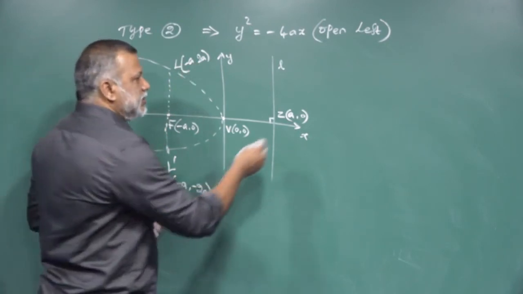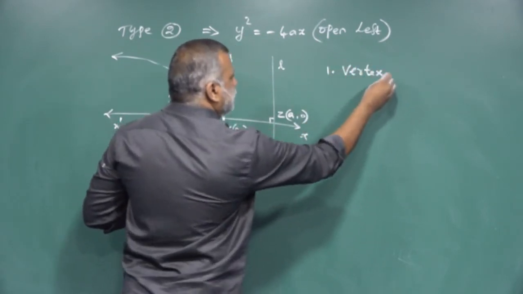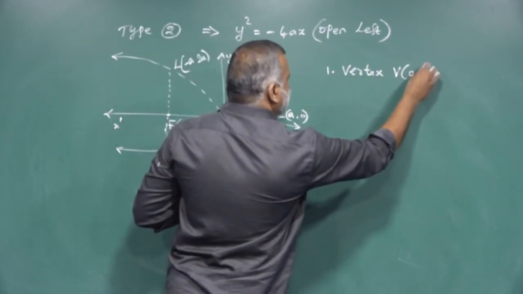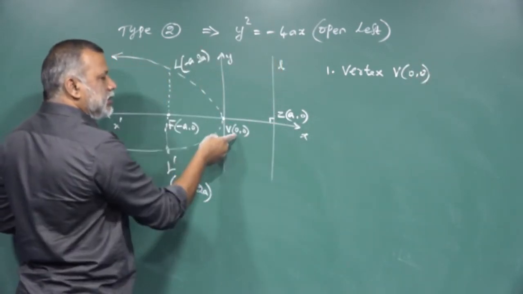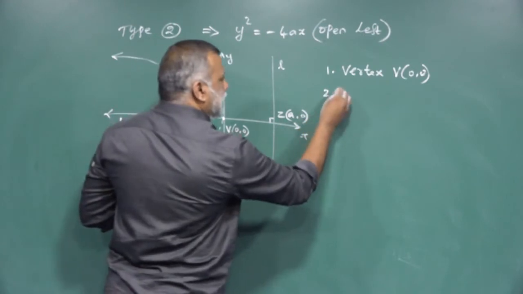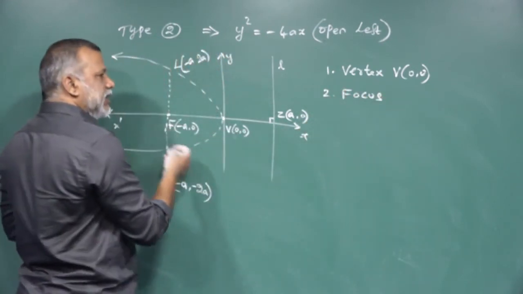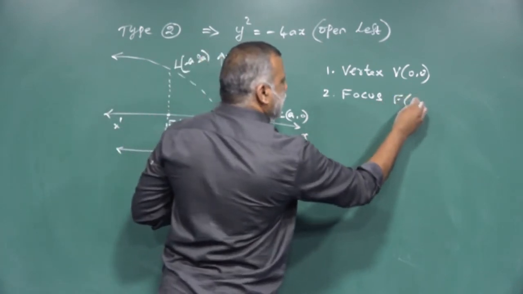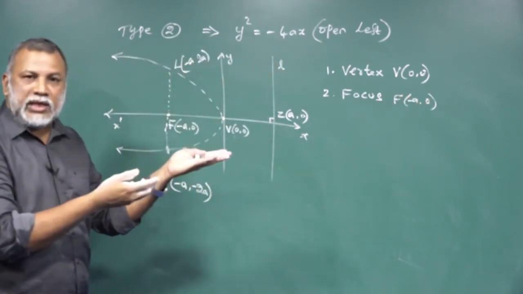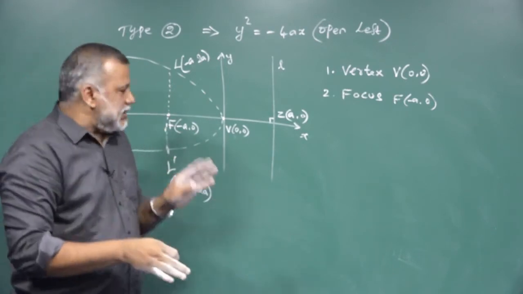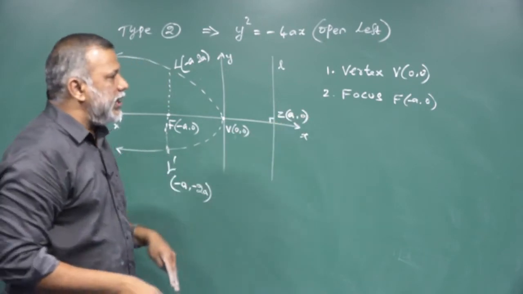With the help of this, what is the first result? Vertex. See, vertex V is 0 comma 0. This is the point of intersection of the axis and the parabola. So vertex. Number 2 result is focus. What is the focus here? F is minus a comma 0. So with the help of this diagram, you are able to derive all the results. No need to memorize. Just draw the diagram. With the help of the diagram, I can find out everything.